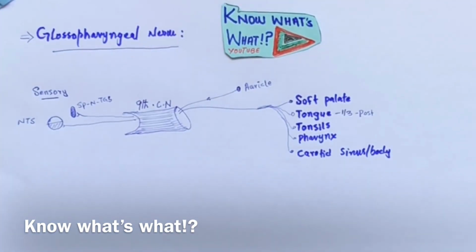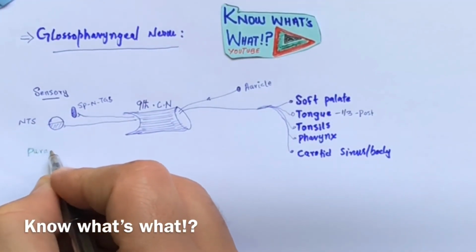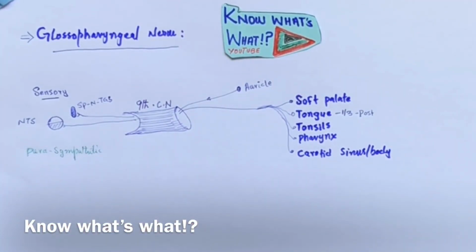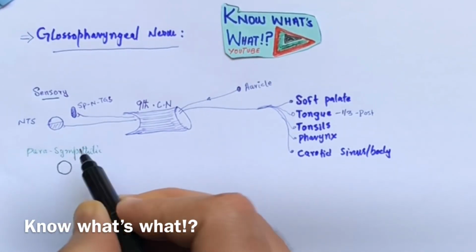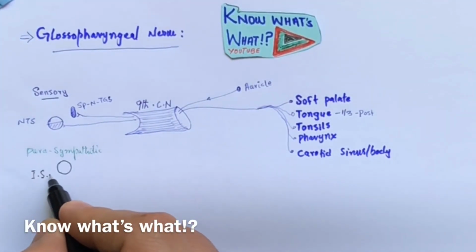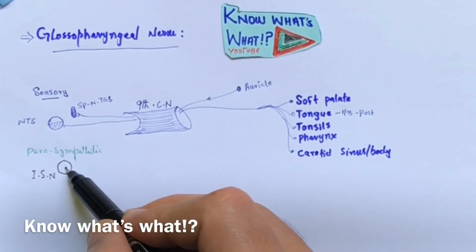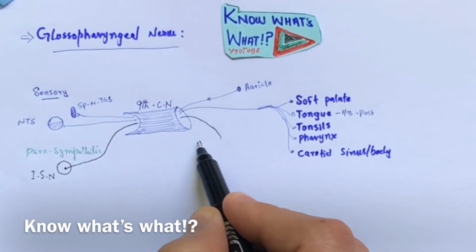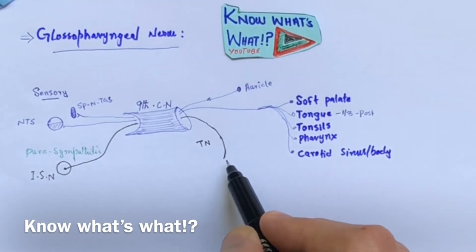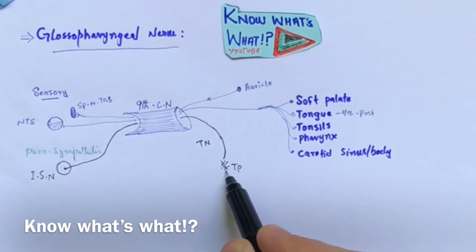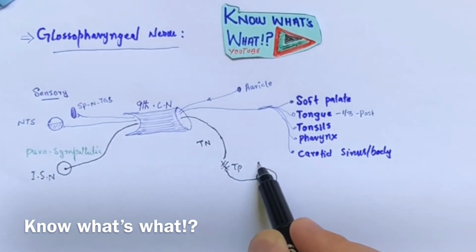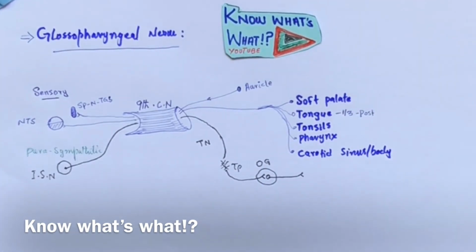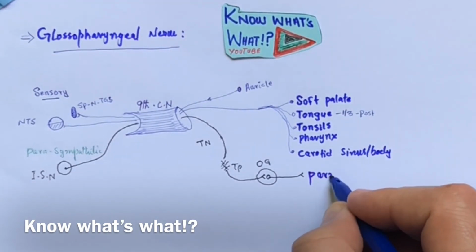And then there is another nucleus, which is the parasympathetic nucleus called the inferior salivary nucleus. The fibers from the inferior salivary nucleus are parasympathetic fibers, and they go out, so they are outgoing fibers, as the tympanic nerve when it leaves the ninth cranial nerve and goes to the tympanic plexus, and then the otic ganglion here, and from the otic ganglion it will go supply the parotid gland. So here we write the parotid gland.